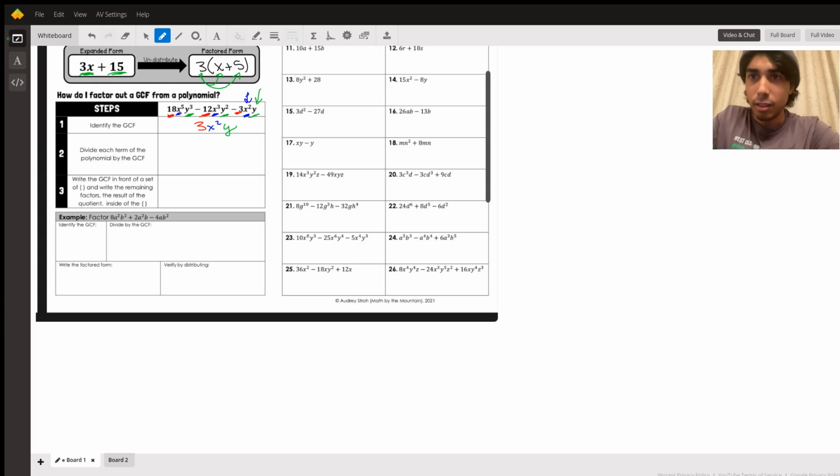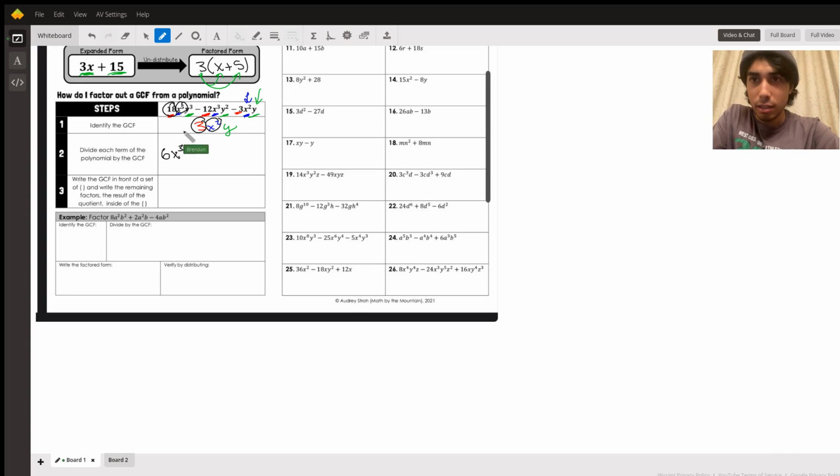Okay, let's do that. So first of all, if we're going to divide the first term by the factor, that's going to be 18 divided by 3. It's going to give us 6. And then we're going to do x to the 5th divided by x squared. Remember, when we're dividing exponents, you're going to subtract the exponent, right? So x to the 5 divided by x to the 2, you're subtracting 5 minus 2, that's going to give us x to the 3.